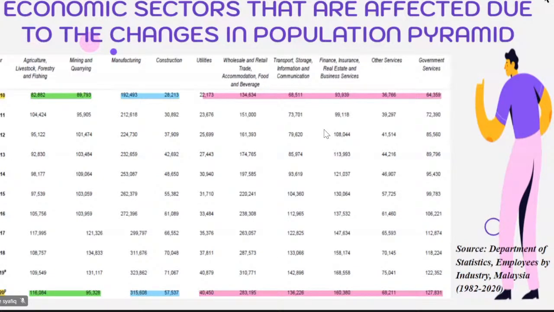Economic sectors that are affected due to the change in the population pyramid. Overall, we can see the main sector of the country has ups and downs because of the Industrial Revolution 4.0. But this sector will grow further with the existence of modern agriculture cultivated by young people. Next.